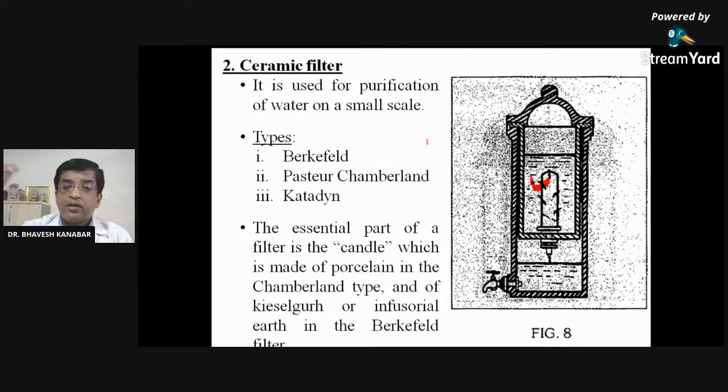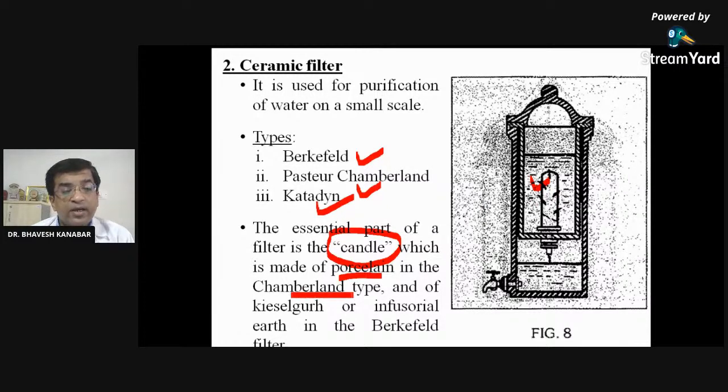Over one barrel, the barrel which is at the higher level, there are one or two candles. There are two-candle, three-candle, or one-candle filters available. So there are types of this ceramic filter: the Berkefeld filter, the Pasteur-Chamberland filter, and the Katadyn filter. The essential part of the filter is the candle, which carries out all the filtration. It is made up of porcelain in the case of the Chamberland type.